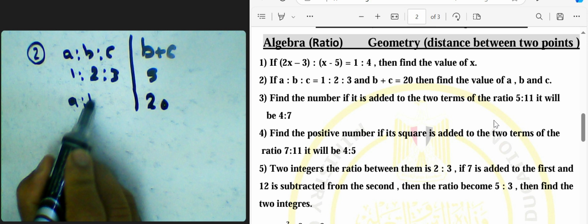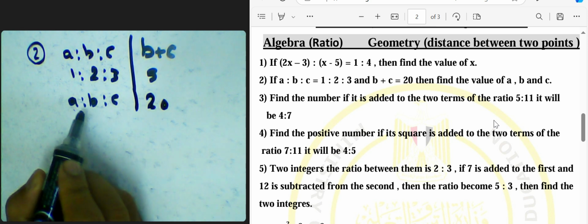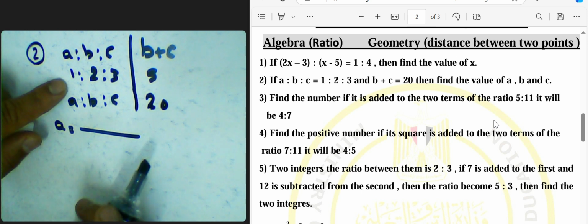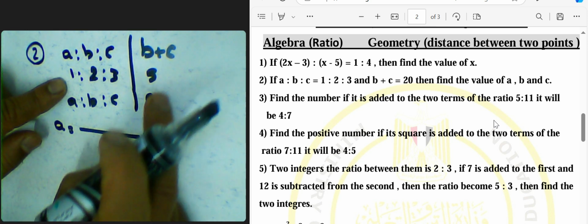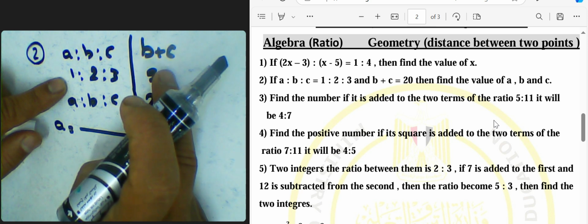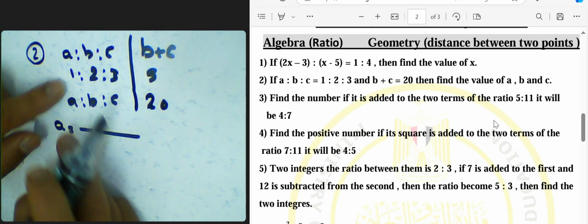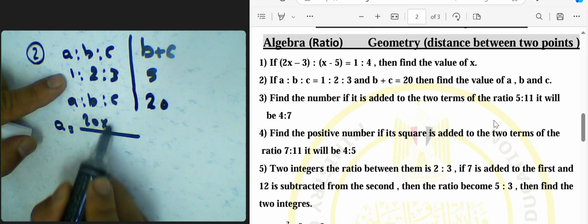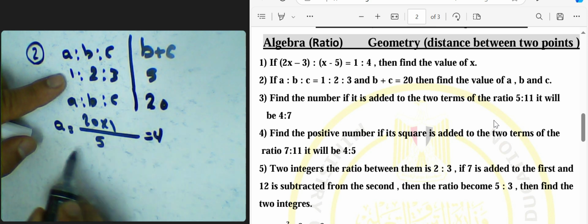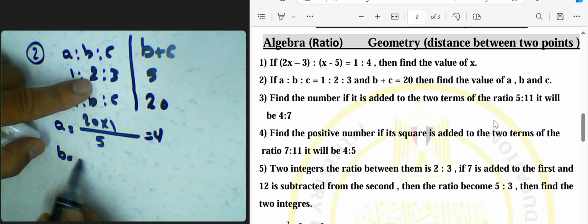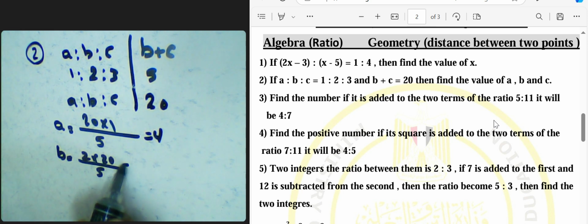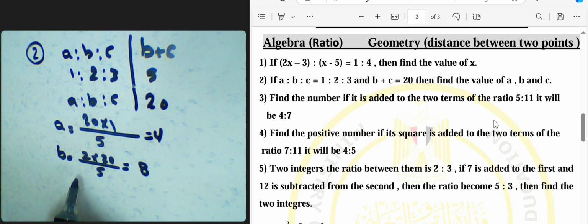We have the ratio between A and B and C. We can find the value of A here by using the product of extremes equals the product of means, or 1 times 20 divided by 5. 5 times 4 equals 20, and 1 times 4 equals 4, then the value of A equals 4. 20 times 1 over 5, the result will be 4. And B equals 2 times 20 over 5. 40 divided by 5 equals 8.